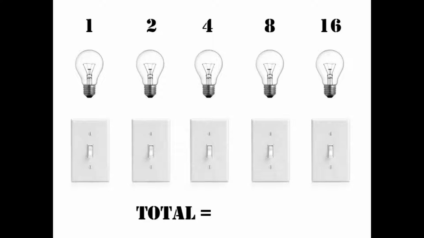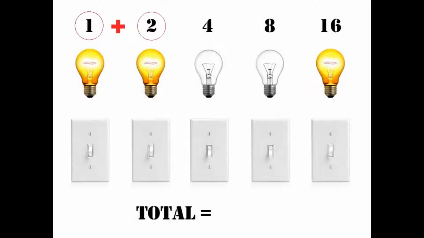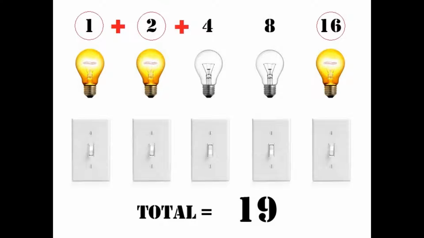Alright, let's run through a couple examples. We are only going to count the values where the light switches are on, so in this example, our total is 8. Okay, let's take a look at our next example. We are only going to count the light switches that are on, so basically, we're saying 1 plus 2 plus 16 is going to give us our total of 19.